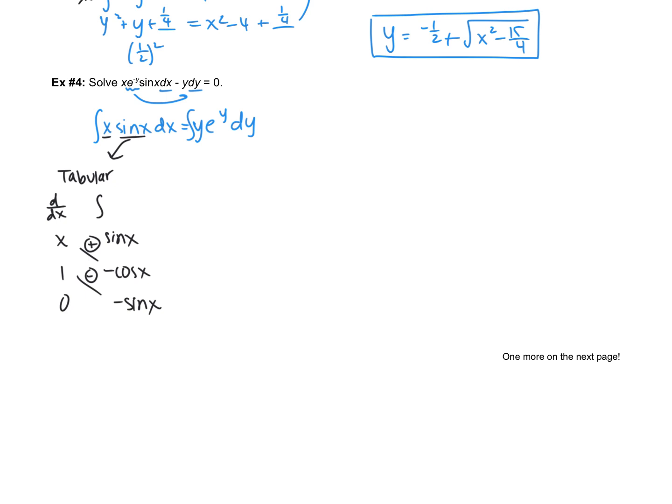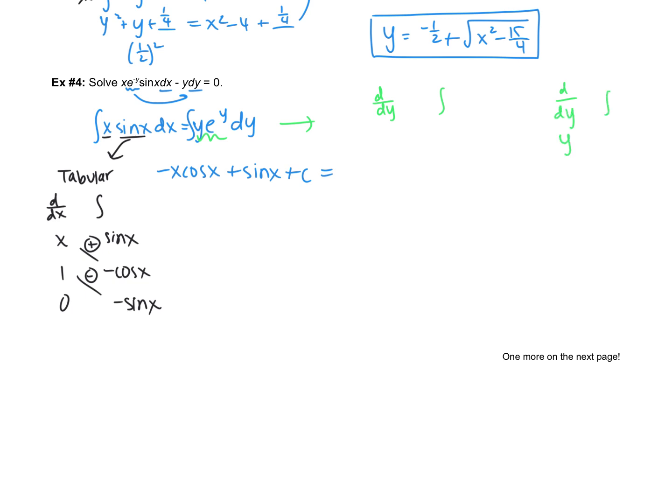Okay, so on the left side then, we are left with negative x cosine x add sine of x plus c equals. Same thing, we're going to have to do tabular or integration by parts for the y. So we're going to differentiate with respect to y. We're going to integrate. I'm actually going to move this way over to the right to give myself some room.